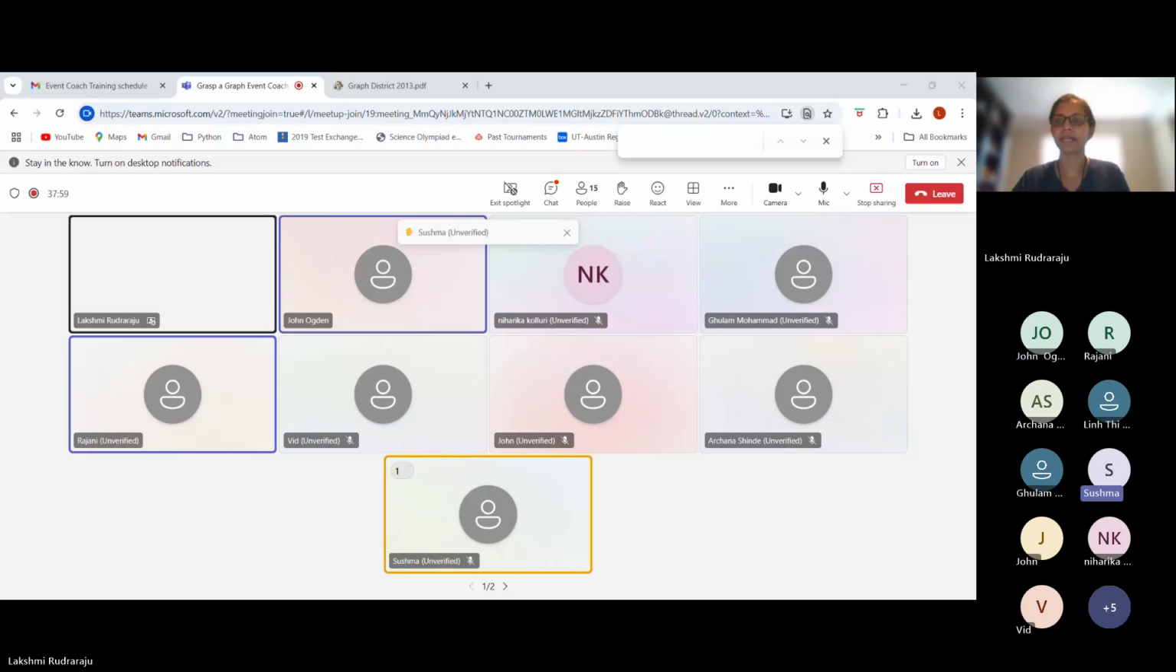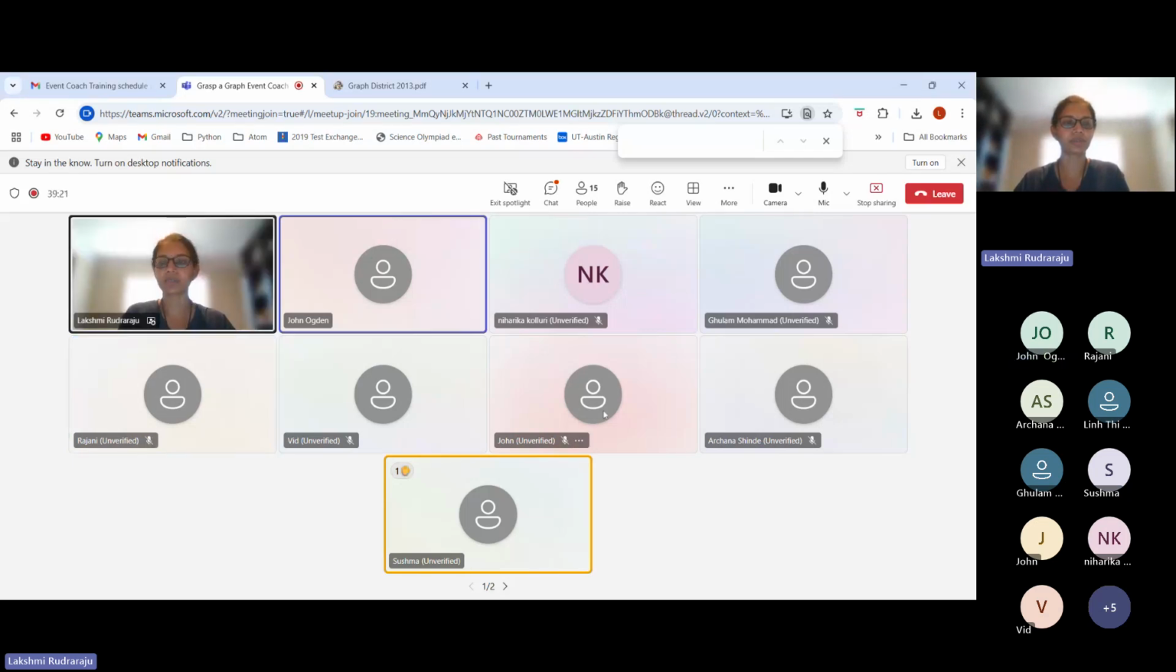Hi, Lakshmi. So the previous question papers or sample questions, those will be shared, correct? Yeah, as John was mentioning, he was going to send it to your head coaches in a packet. You can get them. And is there any material that we can refer to prepare kids for this event? I don't have any specific material, but the way I coached was with graph related material, which you can get online anywhere these days.